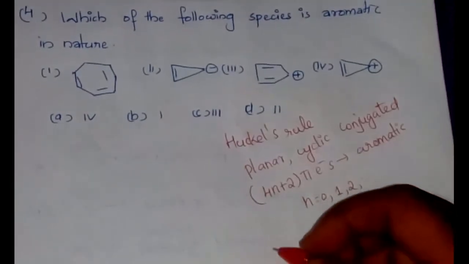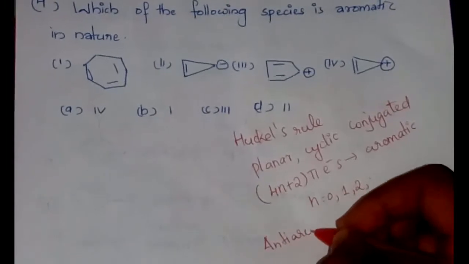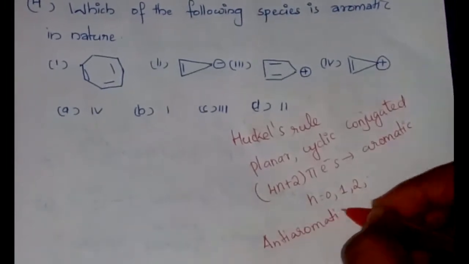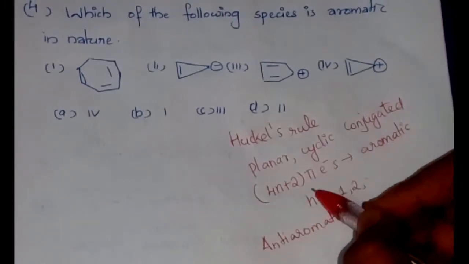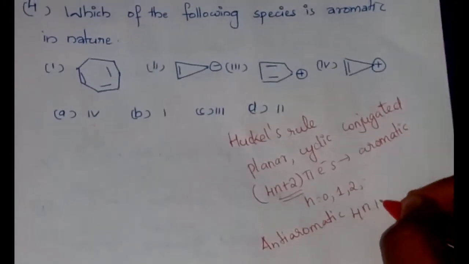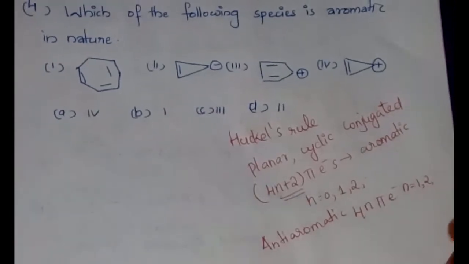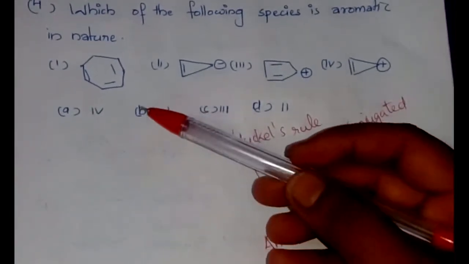And now how will it become anti-aromatic? Anti-aromatic will be having the similar conditions except for the fact that it will not be having 4n plus 2 pi electrons, but instead it will be having 4n pi electrons, and n will be equal to 1, 2, etc. There won't be 0. Now how to check each of these?